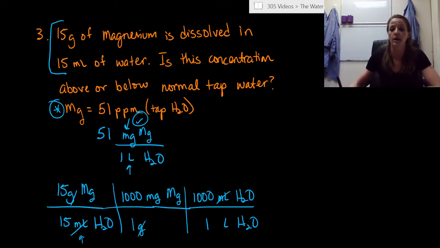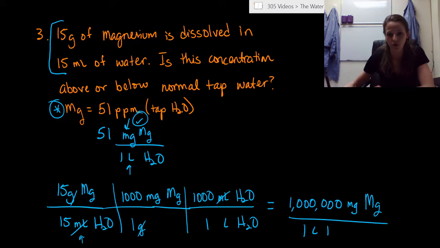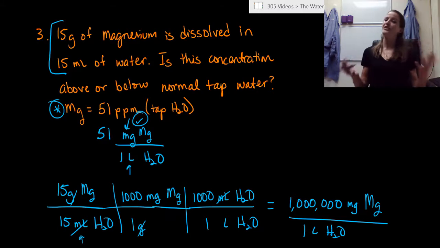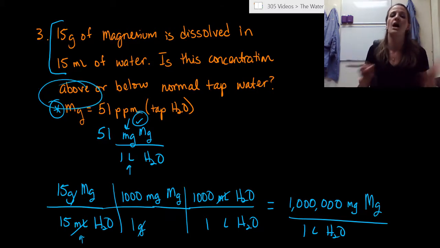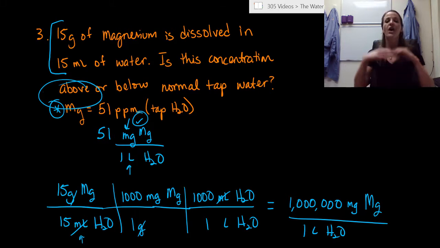So now we just want to compare whatever number we get here to 51. So let's do that. If you typed it out in your calculator, hopefully you can see that this would be about 1 million. So a giant number, 1 million milligrams of magnesium per every 1 liter of water. So now, is 1 million bigger or smaller than 51? Hopefully that part you can do without even thinking, and it is definitely bigger, so we have above. All right, so the concentration that we've calculated is definitely above the normal concentration of magnesium in normal tap water. Hopefully this makes sense.